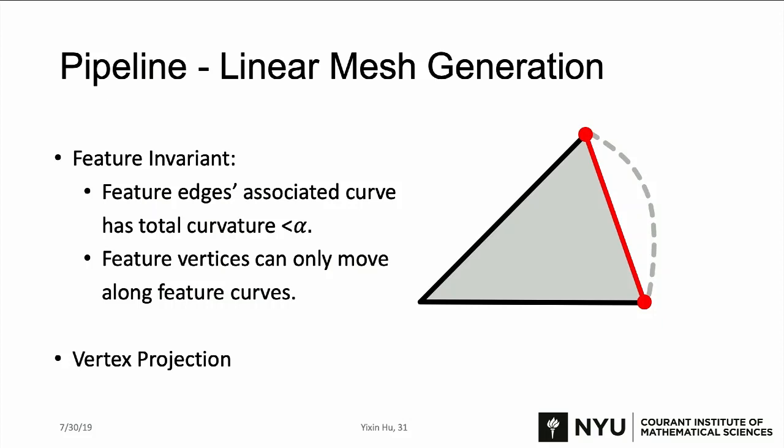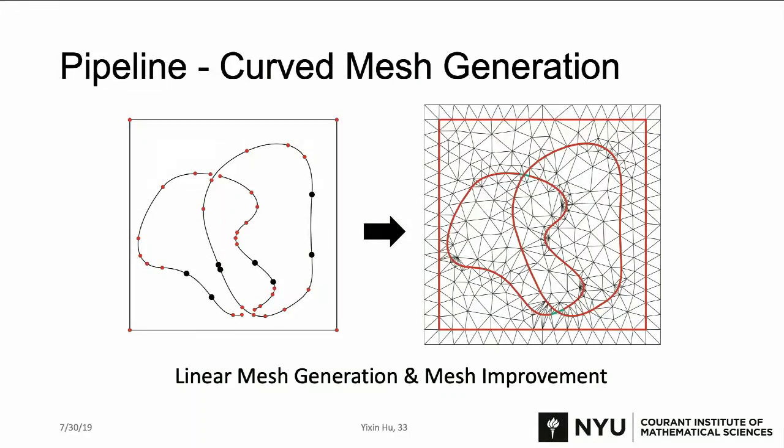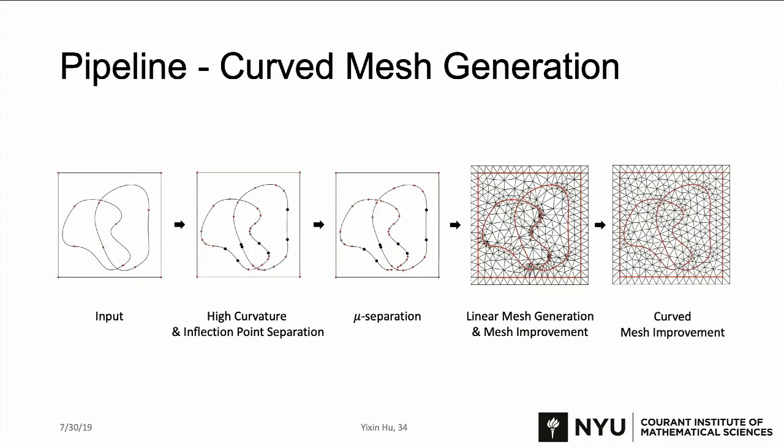The second difference is we add a vertex projection operation because we want all feature vertices to be on the feature curves. So we project them back to feature curves in every iteration of mesh improvement. After this step, we have a valid linear mesh with some curving part over-refined. And the last step is curved mesh improvement, which uses the same local operations as those used in linear mesh improvement, but on curved meshes.